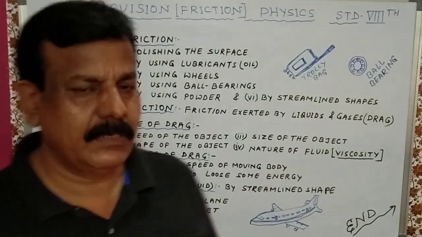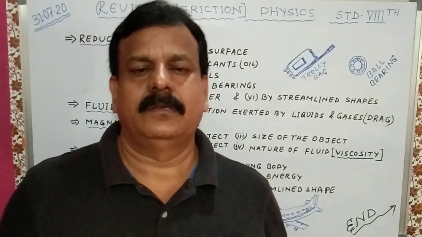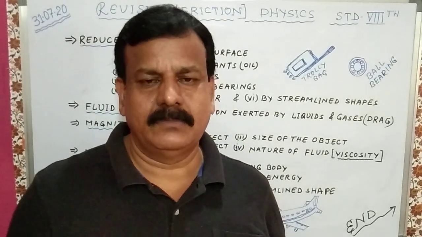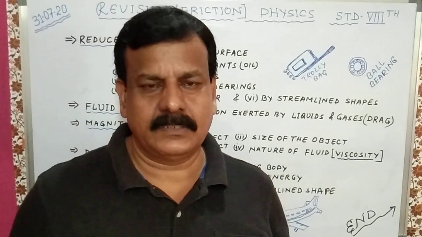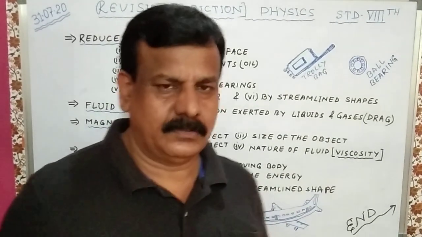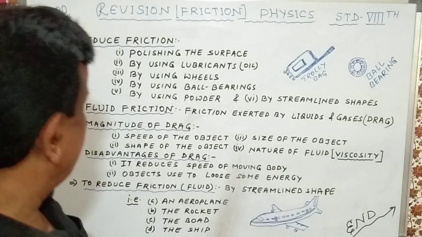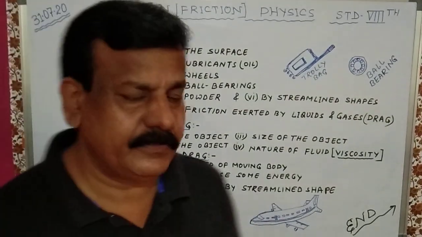Number 6, by streamlined shape. By giving a special streamlined shape, we can reduce the friction. That one we will discuss later on, here only today itself. So now come to fluid friction.